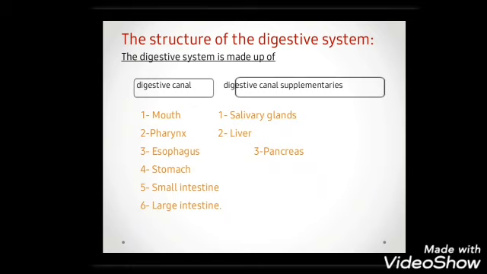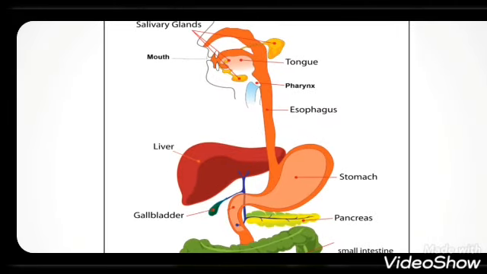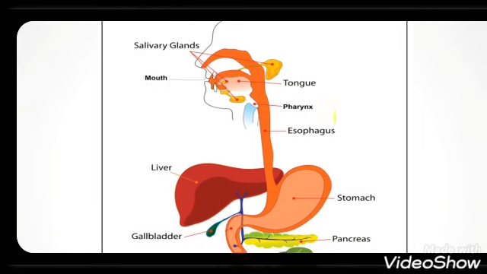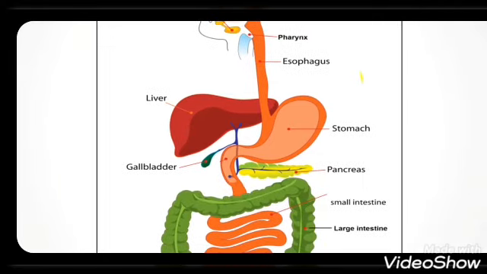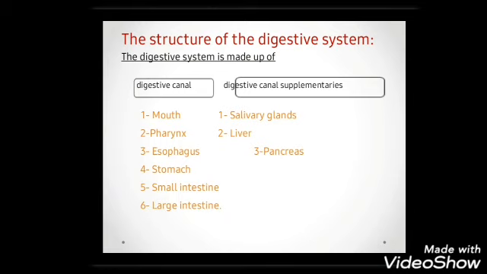The organs in the digestive system, number 1, mouth. Look at this picture, mouth. Number 2, pharynx. Number 3, this tube or this pipe is called esophagus. Repeat after me. Number 1, mouth. Number 2, pharynx. Number 3, esophagus. Number 4, stomach. Number 5, small intestine and large intestine. We have 2 types of intestine, small intestine and large intestine.